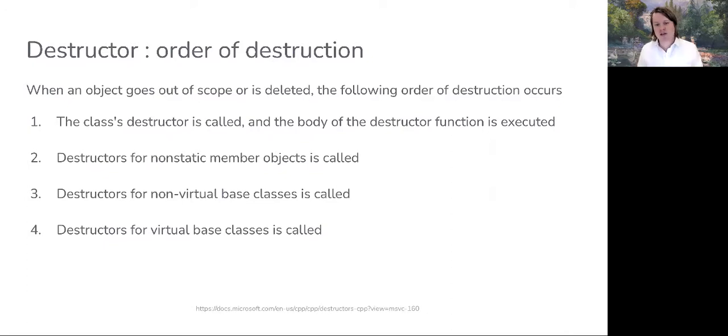And then destructors for non-virtual base classes are called. Steps 3 and 4 aren't as relevant for today's discussion. But after 3, the fourth step in this process is that any destructors for virtual base classes are then called next. So we're focused on 1 and 2 here because it's going to have implications when we begin talking about the unique pointer in a bit more detail.